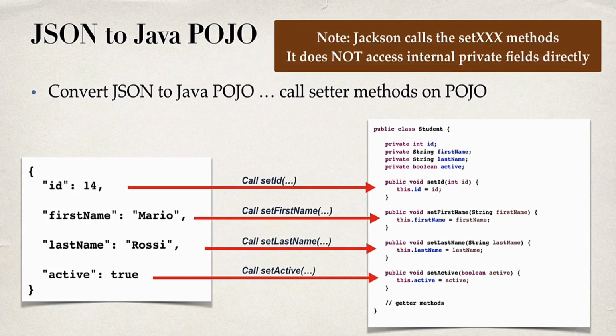It doesn't access any of the internal private fields directly on the POJO. It'll only call the given setter methods. So you have to make sure that you have those setter methods defined, and in this case, making sure that they match up accordingly for this given example. So hopefully you can see the power of Jackson doing all the heavy lifting for you in the background and handling all the data binding for your application.